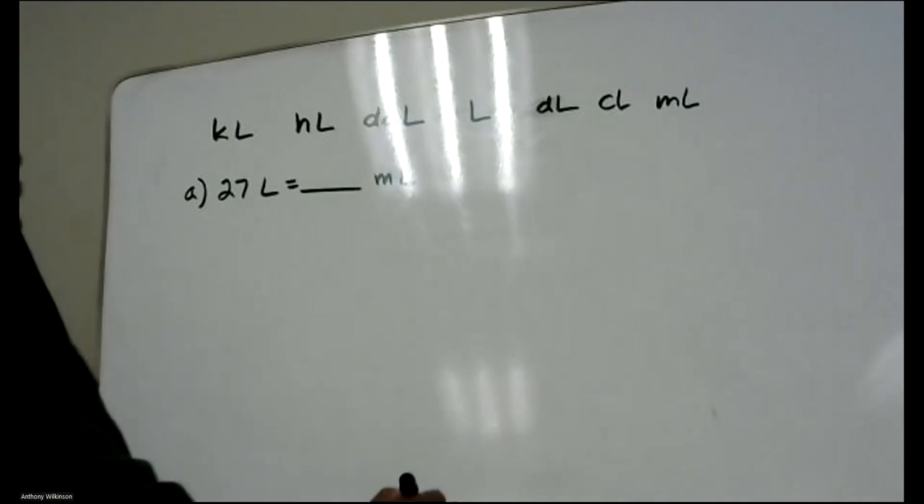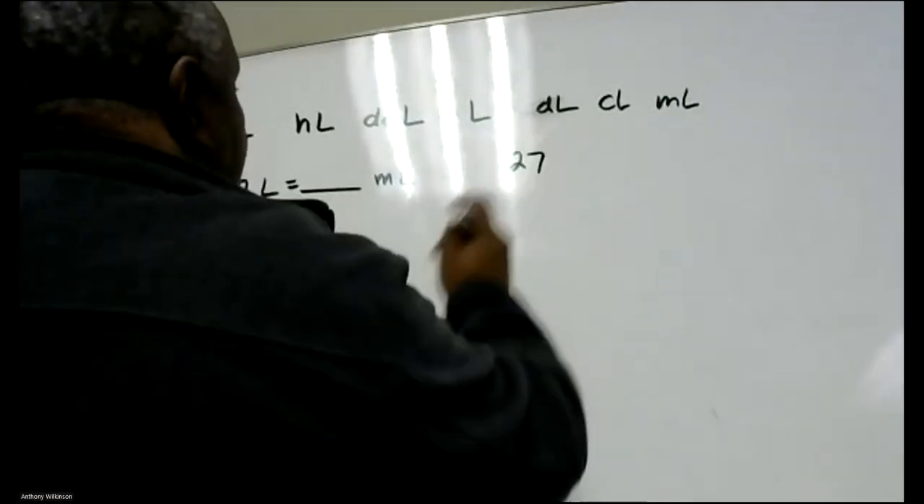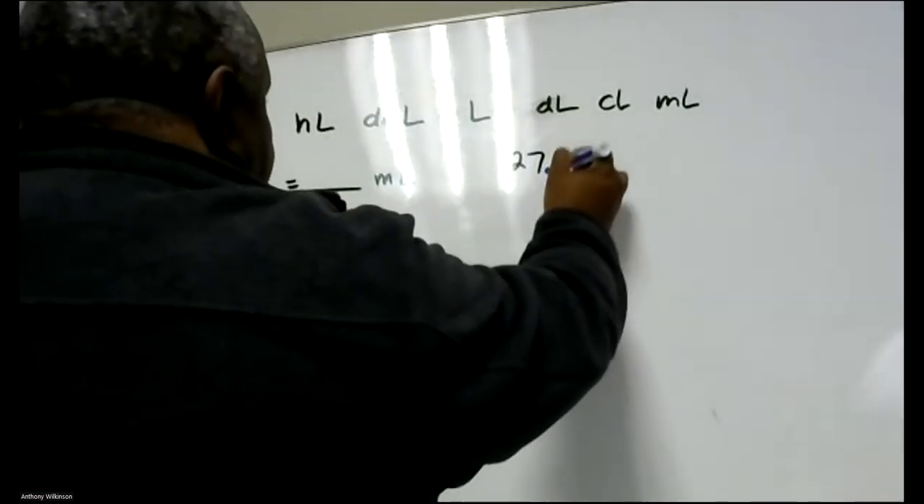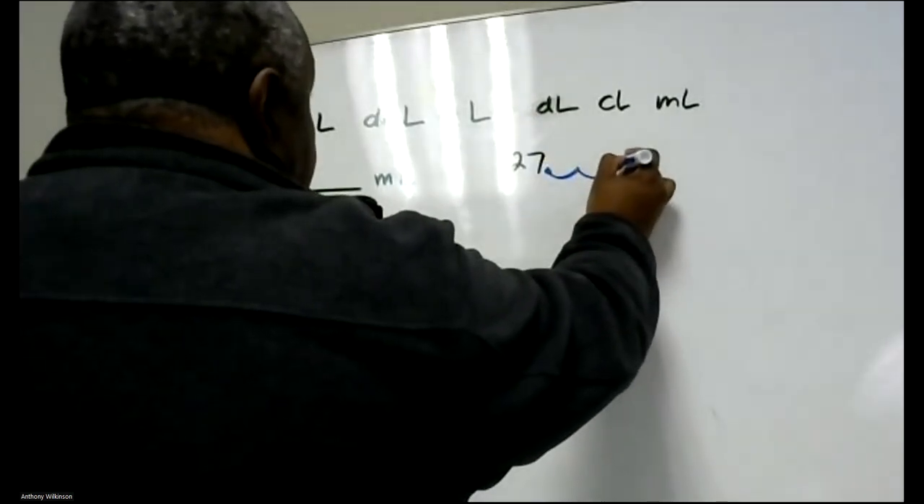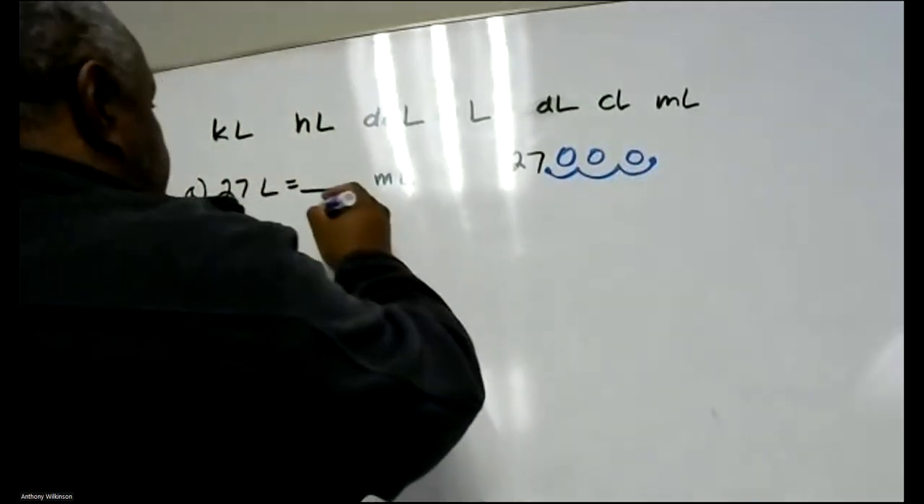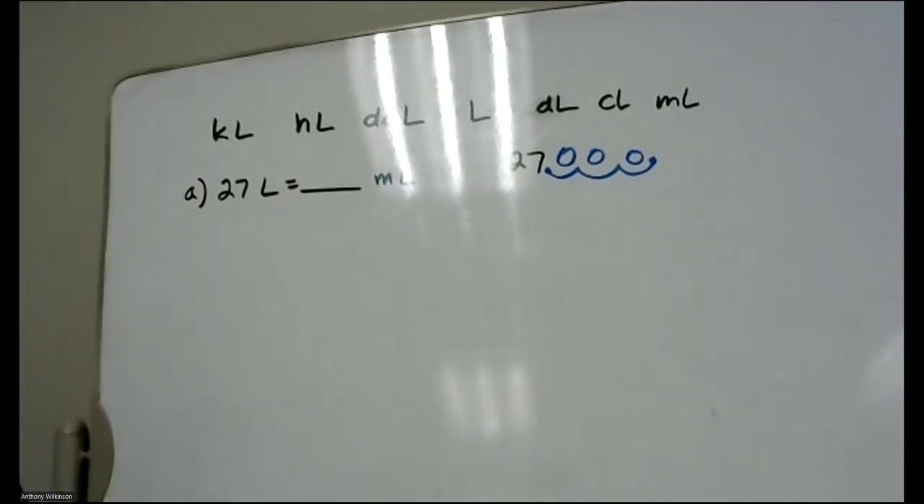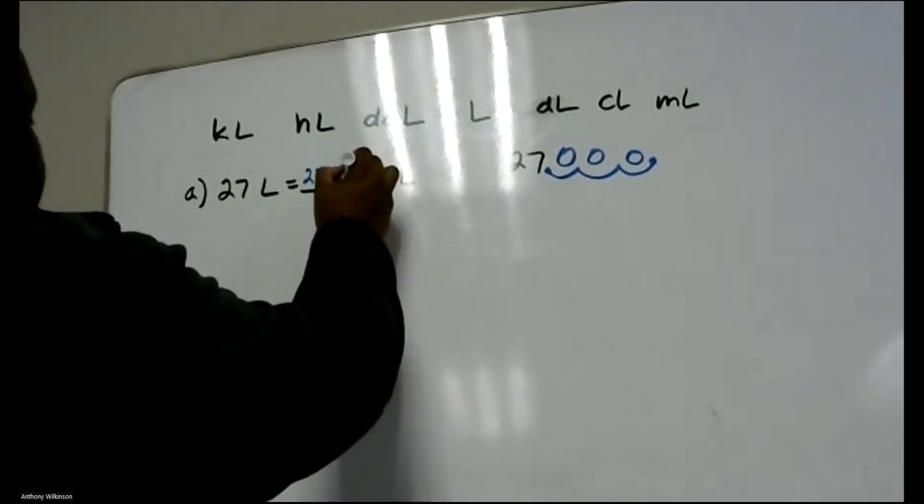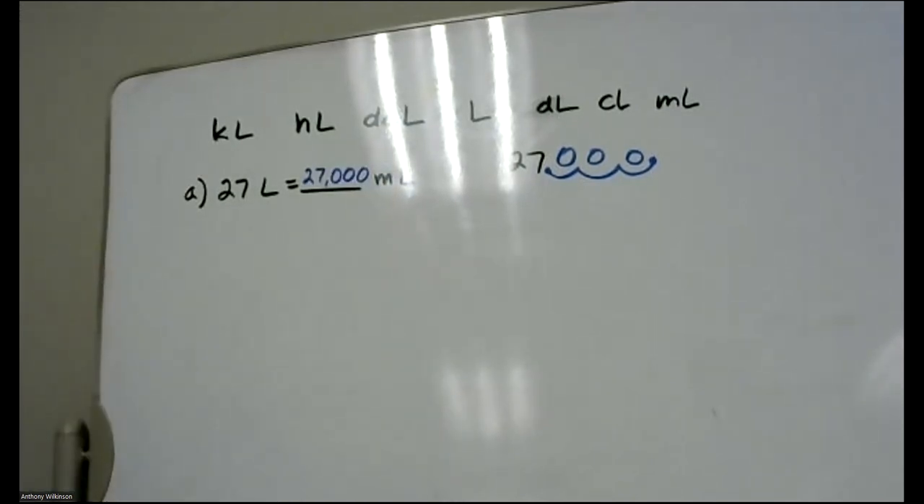So in the number 27, we need to move this decimal point, which is on the end, three places to the right. So we're going to go one, two, three places, which means I need to put three zeros here. So 27 liters converts to 27,000 milliliters. All right, questions on part A.